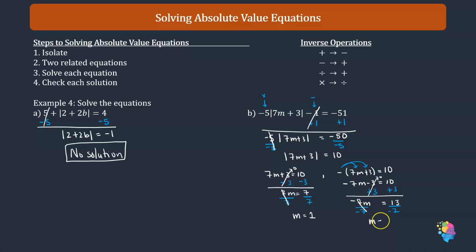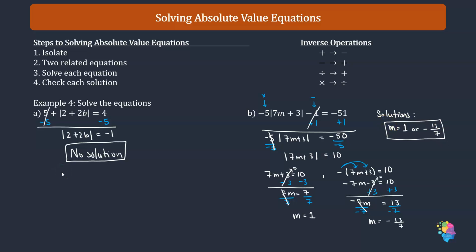And on the right side, I cannot divide 13 by 7 evenly, but you can change it to a decimal like I did on the previous example, but you can also leave it as a fraction as negative 13 over 7. So then the solutions are m is equal to 1 or negative 13 over 7. Don't forget to check if both work.